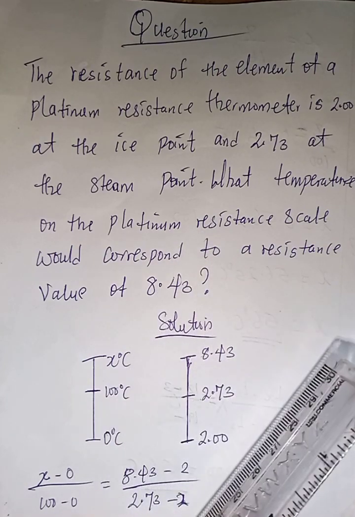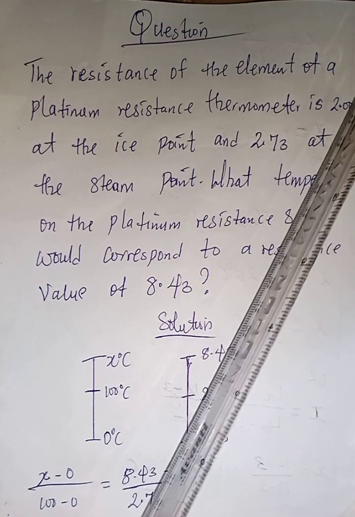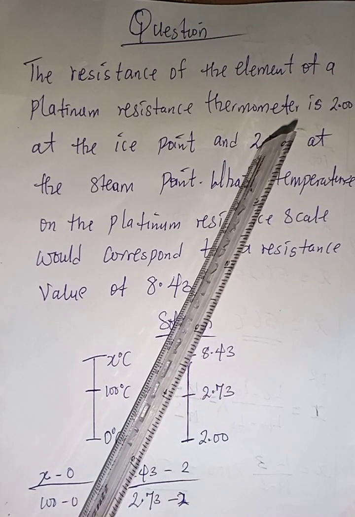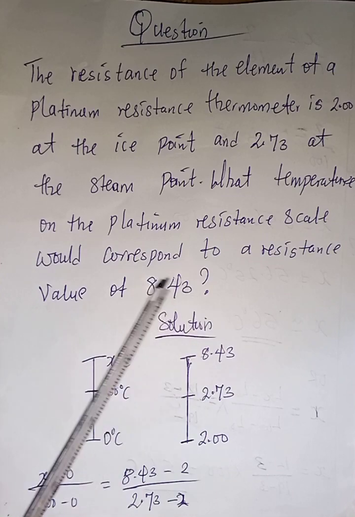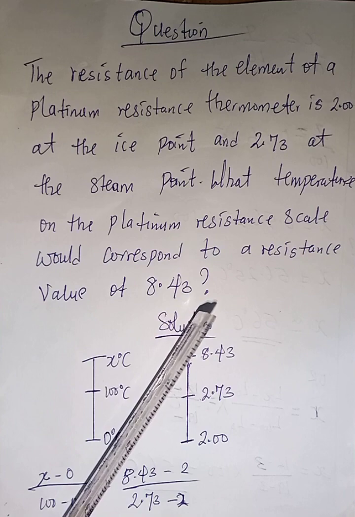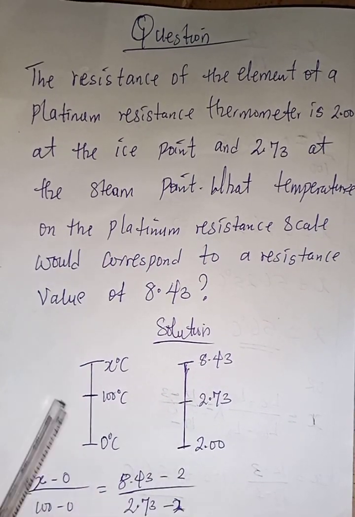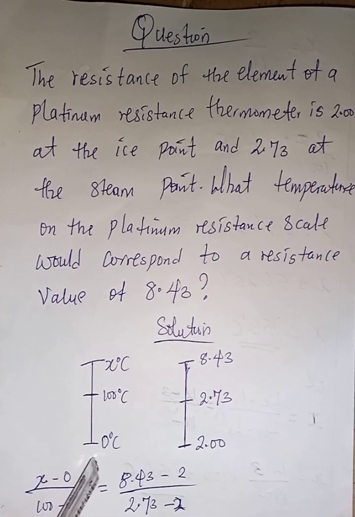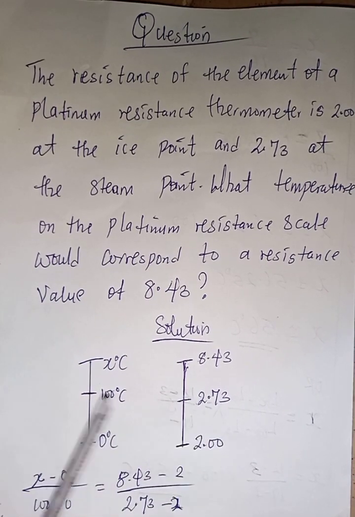Now, how do we find the answer in degrees Celsius? If the ice point is 2 ohms, and the steam point is 2.73 ohms, which temperature will now correspond to 8.43? Look at how to solve the question. You first of all draw the platinum resistance scale, then you draw the Celsius scale. You draw the platinum resistance scale, you draw the Celsius scale, because we are going to compare this one to the Celsius scale.